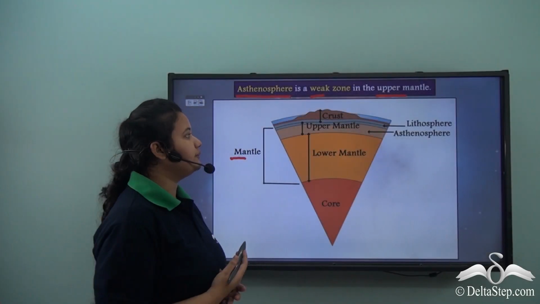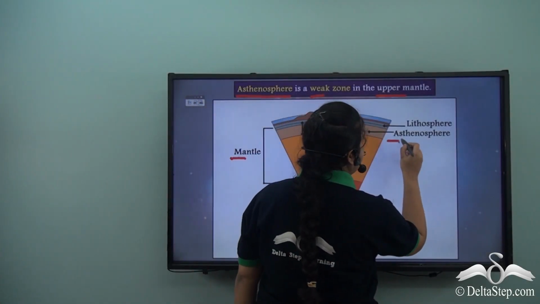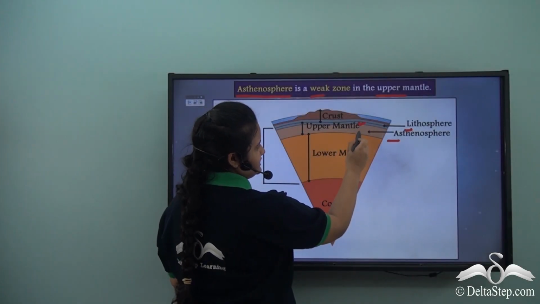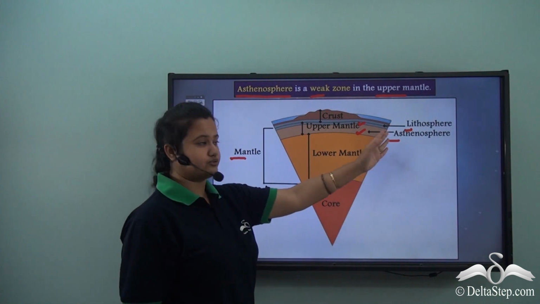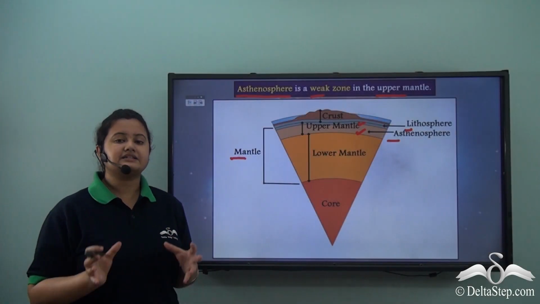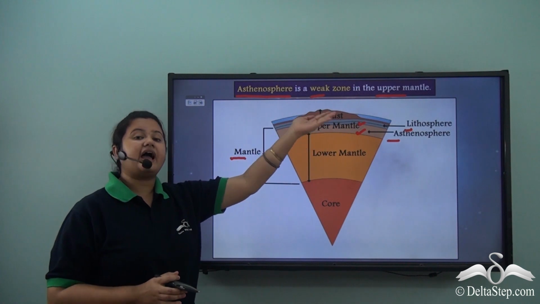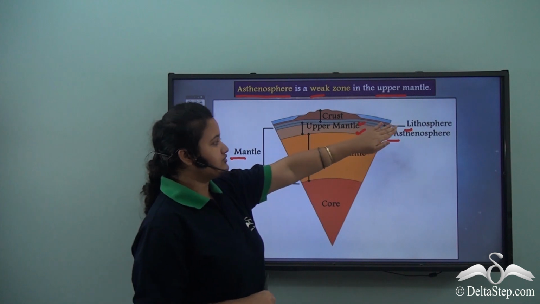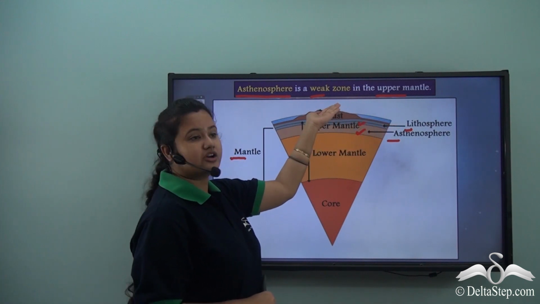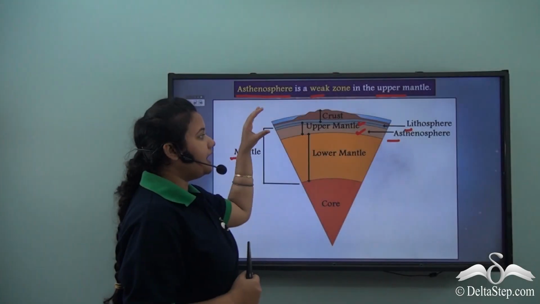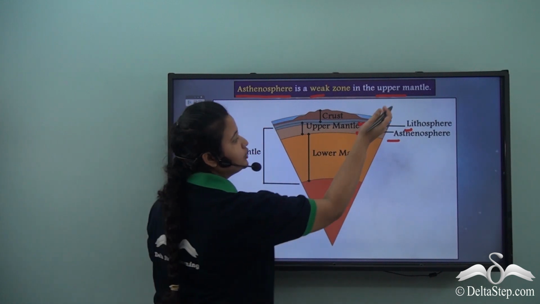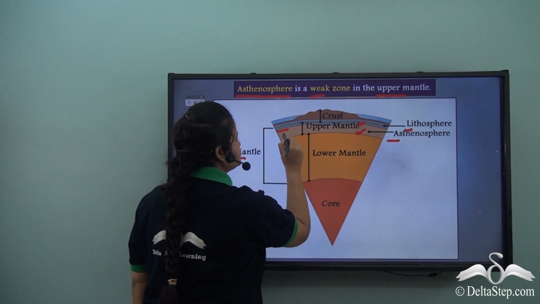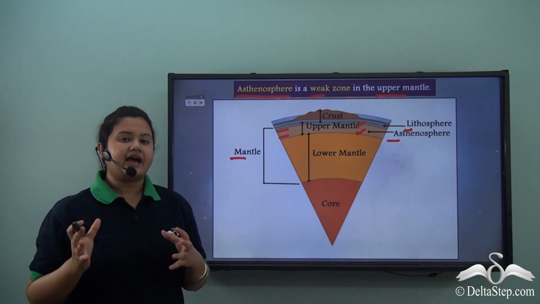As you can see from the picture, asthenosphere lies below lithosphere. See, this one is lithosphere and this part of upper mantle is asthenosphere. So upper mantle consists of both lithosphere and asthenosphere. As you can see from the picture, lithosphere is a part of both crust and upper mantle. And upper mantle again consists of both lithosphere and asthenosphere. So this weak zone of upper mantle is asthenosphere.